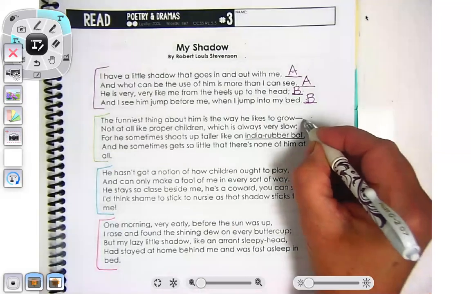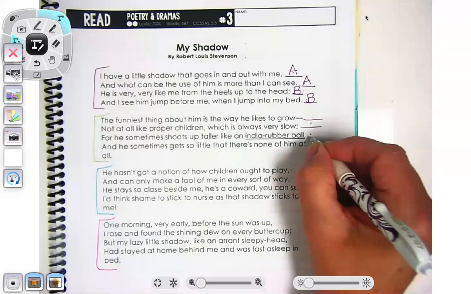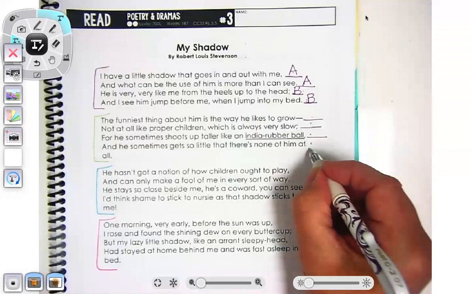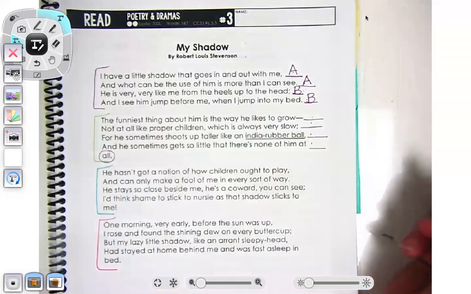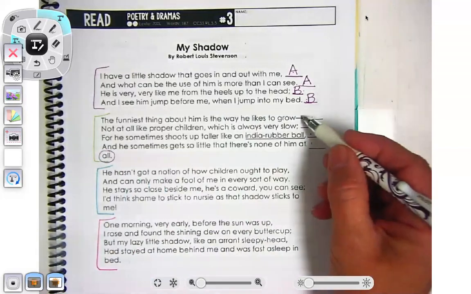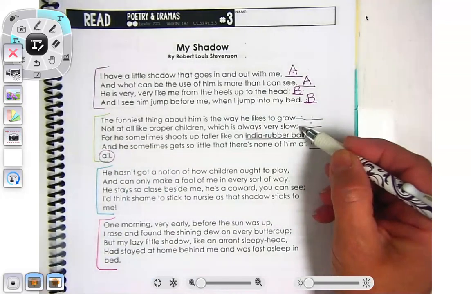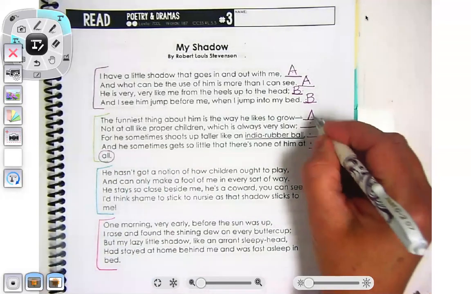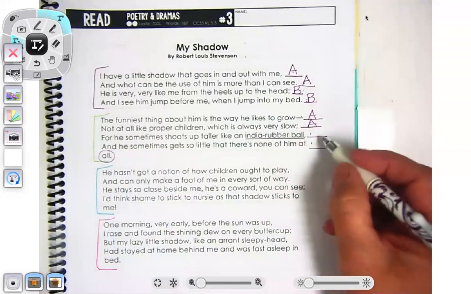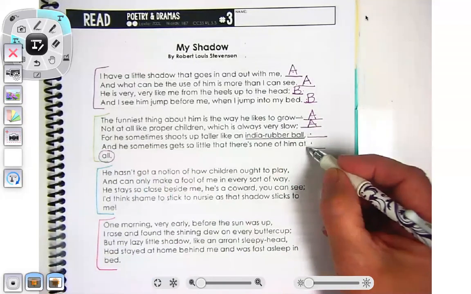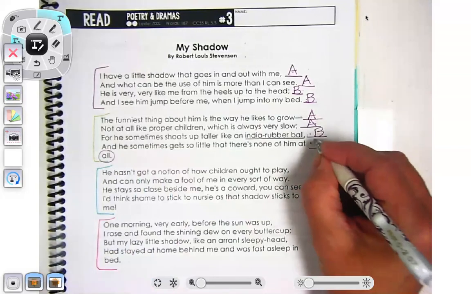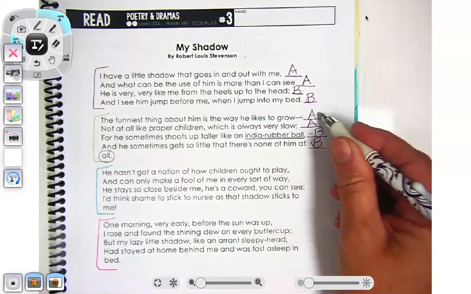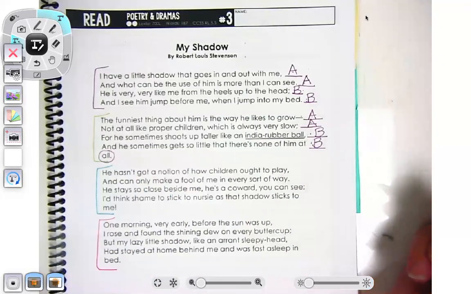I have grow, slow, ball, and all. And all comes from way over here. It's the last word in that line. So grow and slow, do y'all hear that rhyme there? We're going to call those A. Ball and all also rhyme, but they do not rhyme with slow, so that's their own separate pattern. So they've got an A, B, B pattern going again.